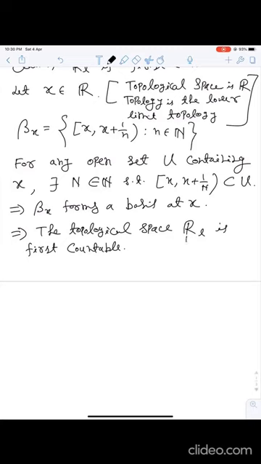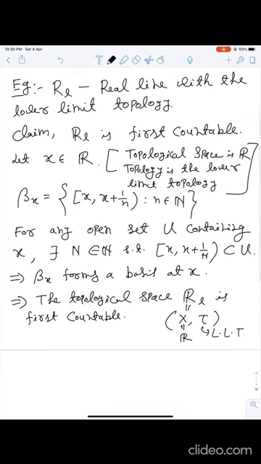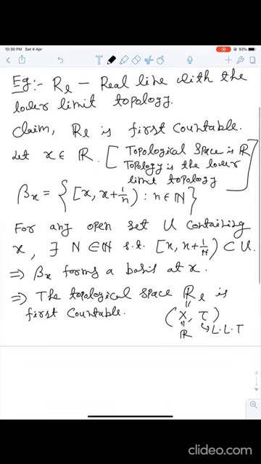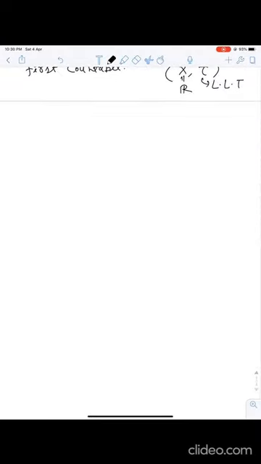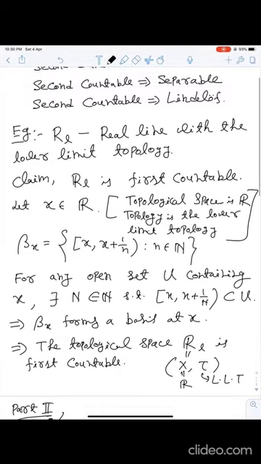So what is R? It is just the topological space X comma tau, right? Where X is just R and tau is that lower limit topology. Well, now this shows that RL is first countable. Now we prove that RL is separable. Now the next part, that is part 2. So we can call this my part 1.